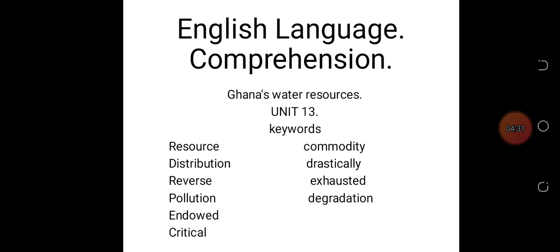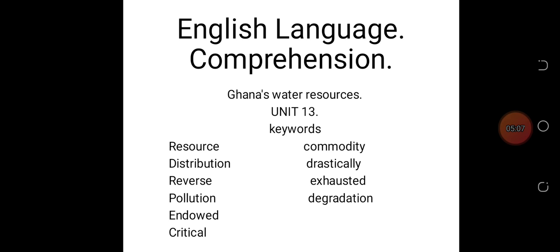Then we look at the word reverse. To reverse here means the opposite to what is usual or stated. So you make a statement and someone tells you to reverse it. It means that you are expected to go back and rephrase it. Very good.